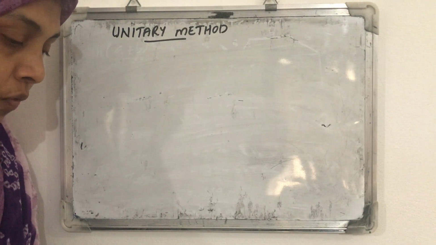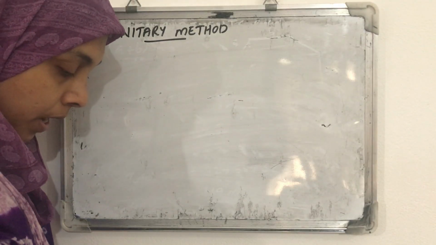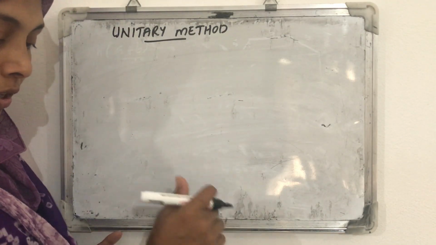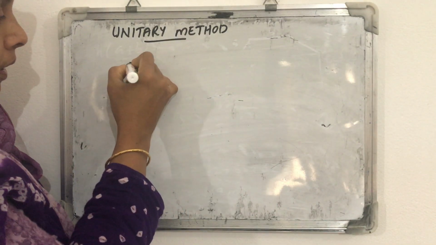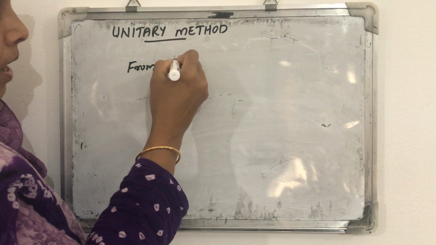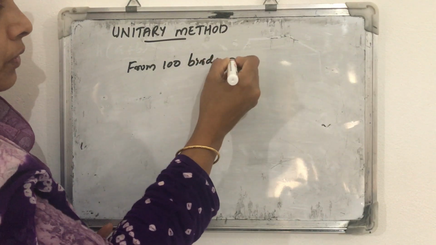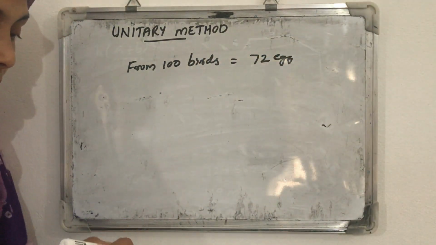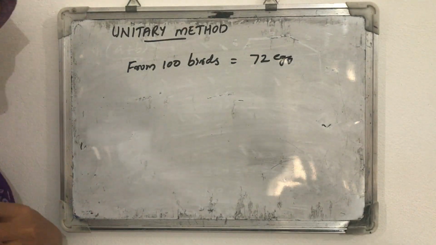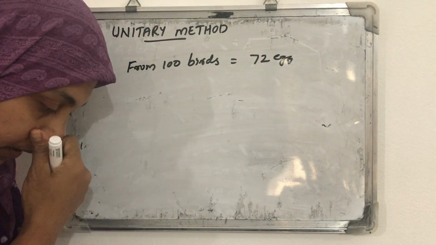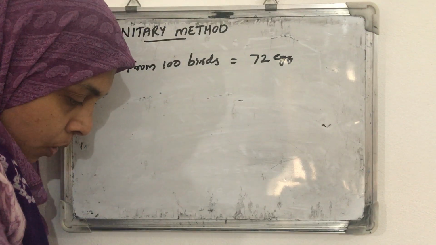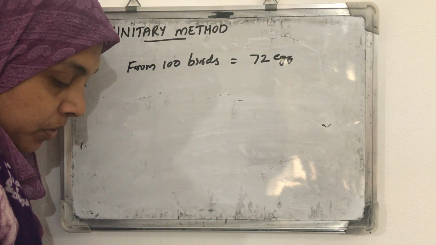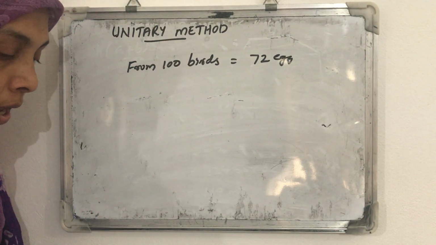That is the question. So first we can find out, from 100 birds, the number of eggs we will get is 72 eggs. In a poultry farm every 100 birds provide an average of 72 eggs. How many birds will produce 324 eggs?